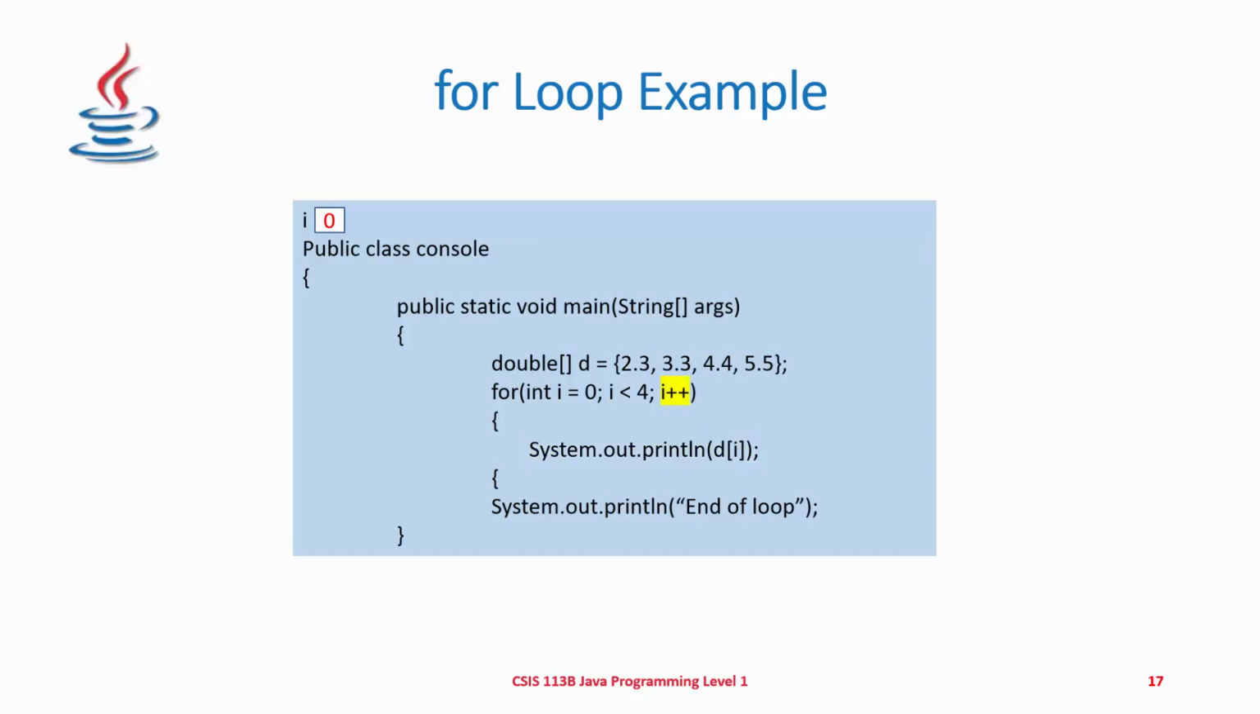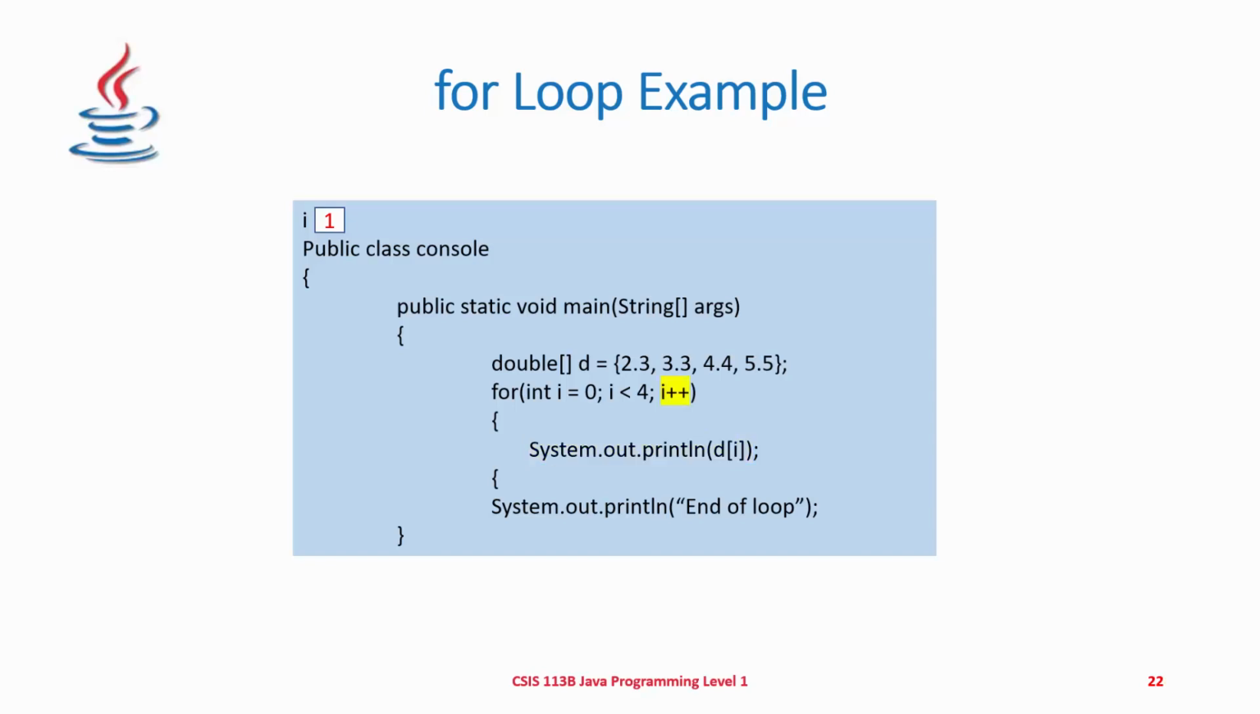Now we increment I, so I now is the value of 1. We check again in the for loop to see that I is less than 4. It is. And so we're printing now D's index value 1 element, which is the second element in the array. So 3.3 now is being printed to the screen.